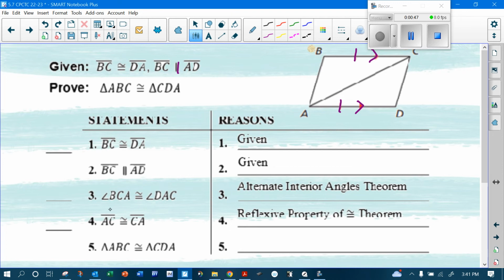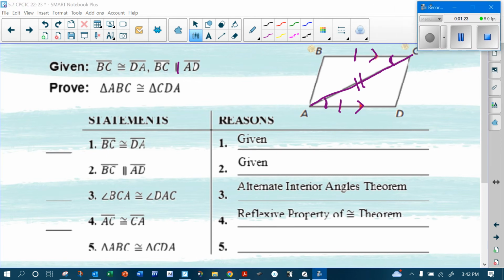Now the next thing here is I know that because these two lines right here, BC and AD, are parallel, this segment right here is acting as a transversal. So that means this angle is congruent to this angle. So angle BCA, which would be this one right here, is congruent to angle DAC, which is this one here, because they're alternate interior angles. I also know that this side right here is congruent to itself because it's part of both triangles. That's my reflexive property.